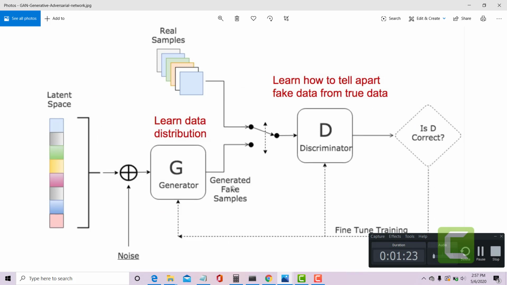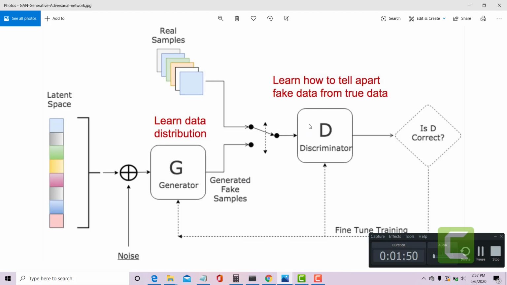So GAN, Generative Adversarial Network, has two components. One is discriminator and generator. So note that both are neural networks. Discriminator is a neural network. It may have some 5 layers or 10 layers of linear and convolutional network combinations, and this may also be like 10-layer network or 5-layer network. That we will go into later.